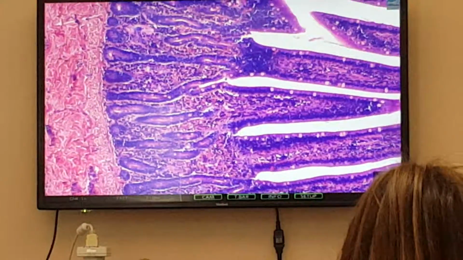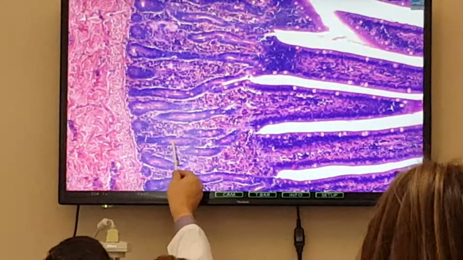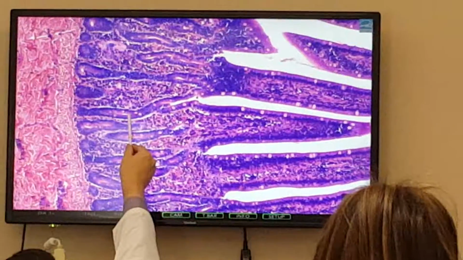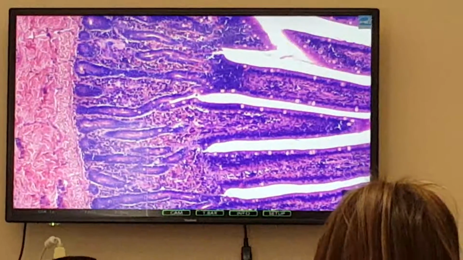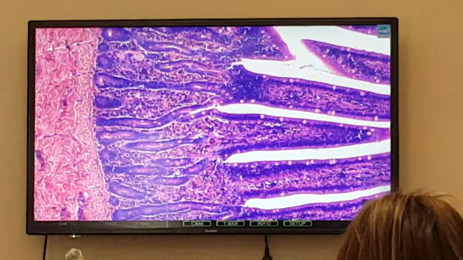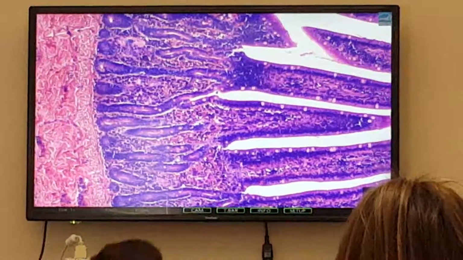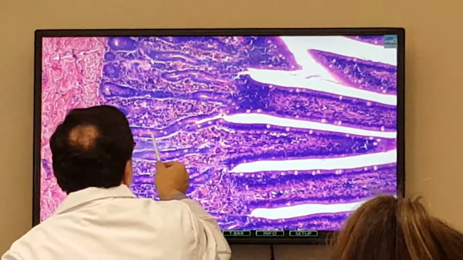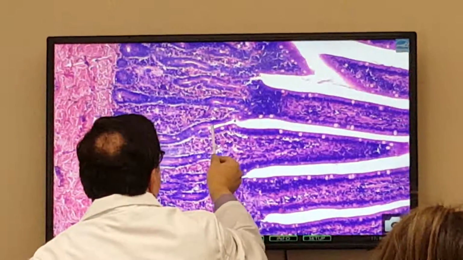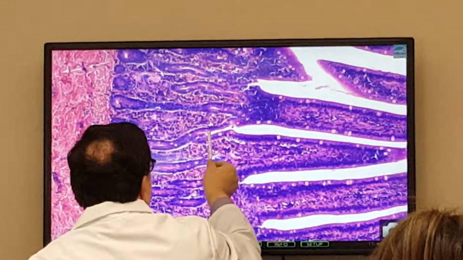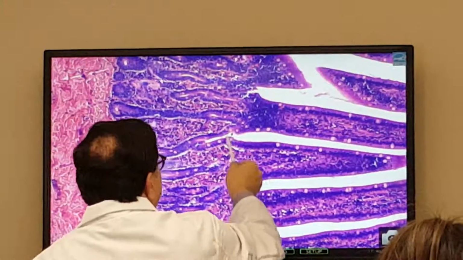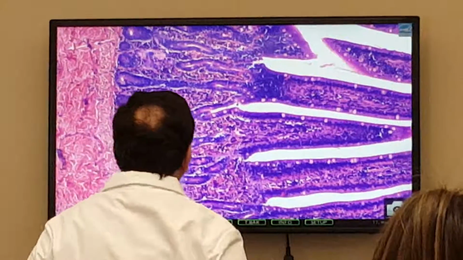Now, if I would ask on an exam, what is this structure, what is this structure, and what is this structure? Those are crypts of Lieberkühn, intestinal glands within the small intestine. They're producing secretions that are what? Coming up into the lumen. You see that? Okay? So they empty into these spaces between the villi.